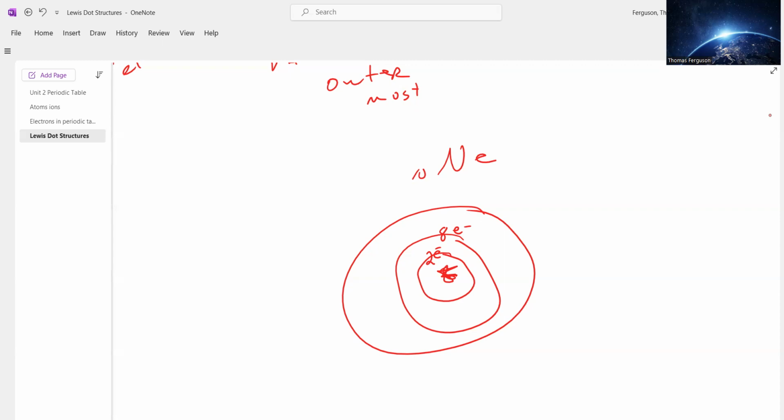Valence electrons, or is it now considered core? No, it's out by definition. Valence electrons are the outermost, even if it's stable. And the only exception is if it's full, it's stable. Otherwise, they're unstable. That makes sense?